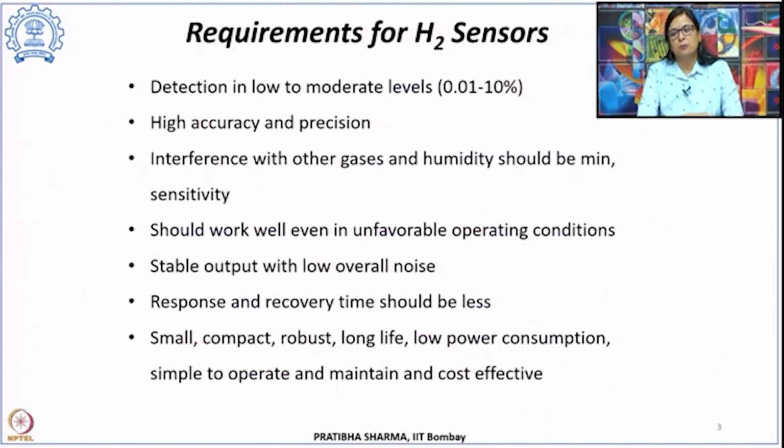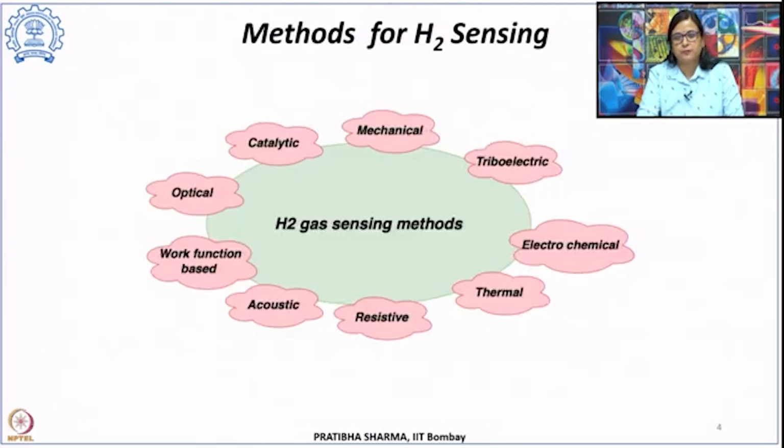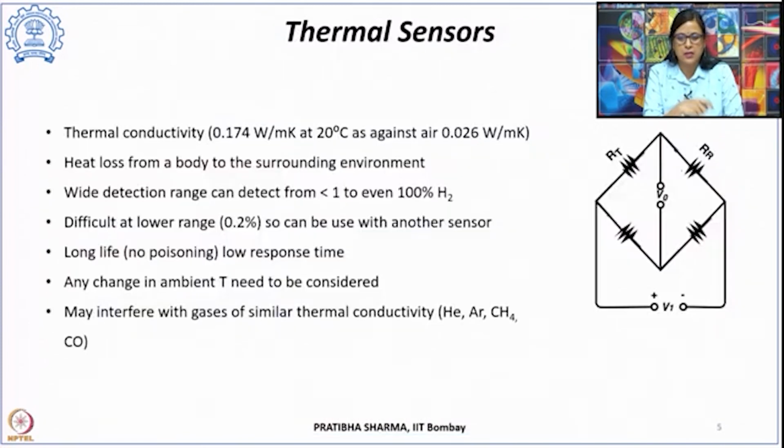However, those analytical equipments that I mentioned, these are not good if hydrogen has to be continuously monitored. So, these are different sensors that are used for hydrogen sensing. Now, based on the methods of hydrogen sensing, these can be classified into mechanical sensors, triboelectric sensors, electrochemical sensors, thermal sensors, resistive sensors, acoustic sensors, work function based sensors, optical sensors and catalytic sensors. So, we will see very briefly these types of different sensors which can be used for hydrogen sensing.